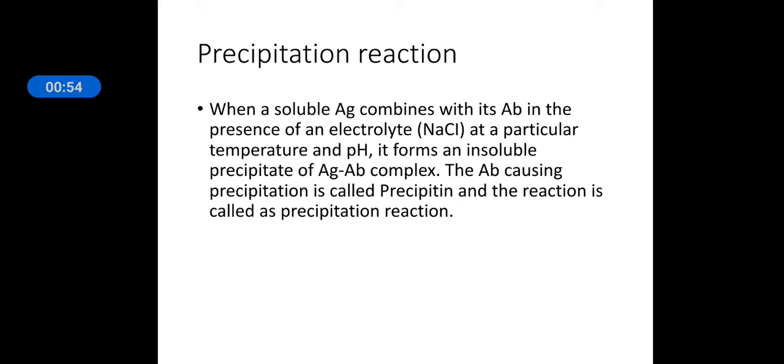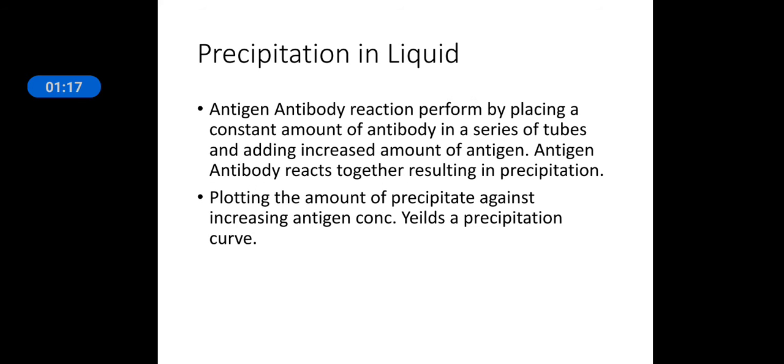So a soluble antigen combines with its antibody in the presence of an electrolyte at a particular temperature and pH, and it forms an insoluble precipitate called AgAb complex. This precipitate is insoluble and it will precipitate in the reaction. That is why it is called a precipitation reaction, and that antibody is called precipitin.